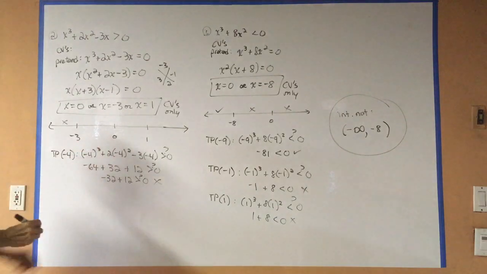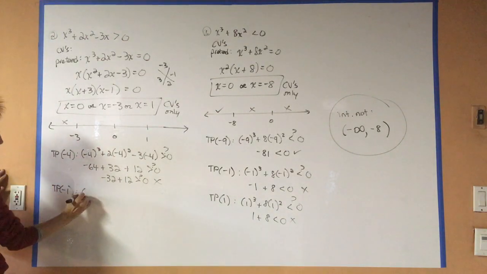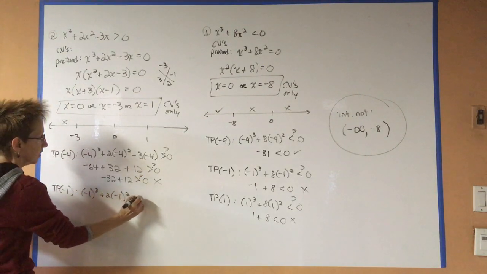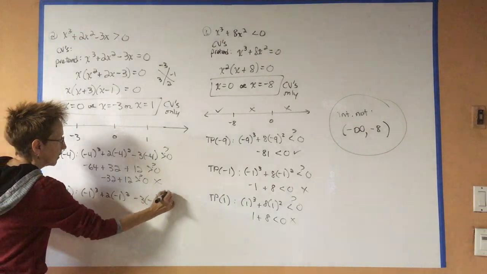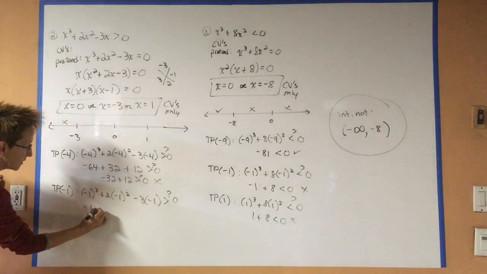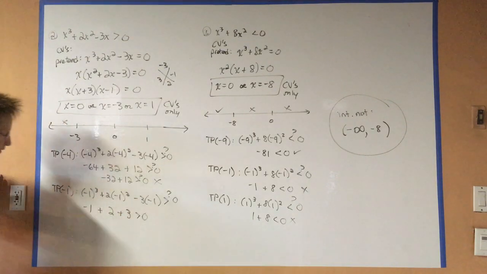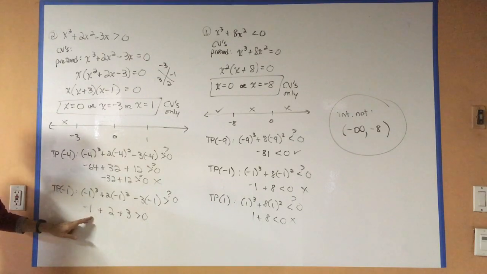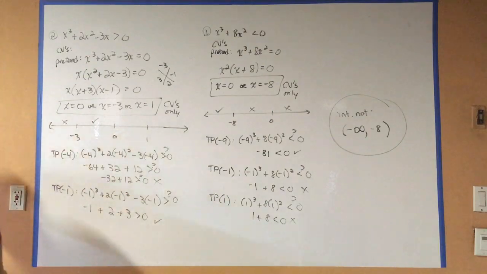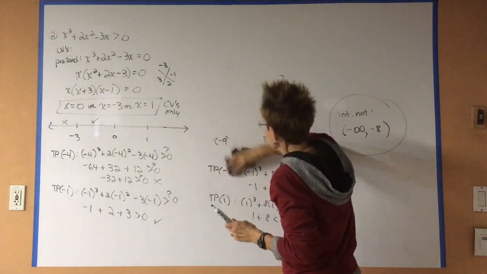So now I'm going to pick something in between negative 3 and 0. So I'll do a test point of negative 1, it's a nice one. So negative 1 cubed plus 2 times negative 1 squared minus 3 times negative 1. Is that greater than 0? So that's negative 1. This is positive 2. This is positive 3. And is that greater than 0? That sure is. 5 and a negative 1, 4. 4 is greater than 0. So this one works.